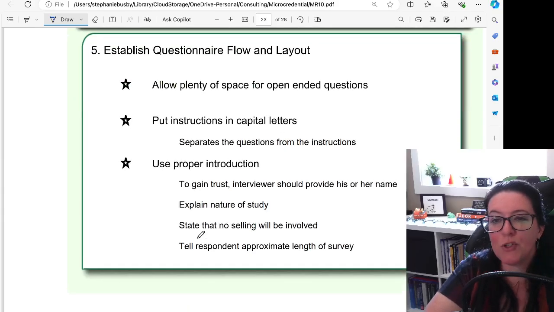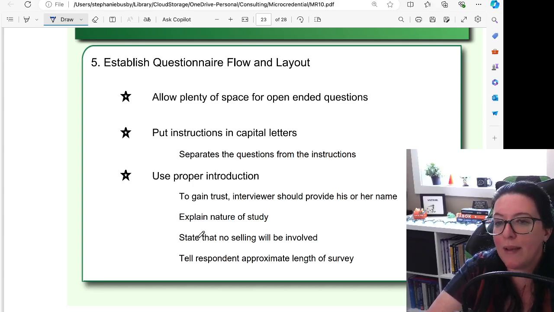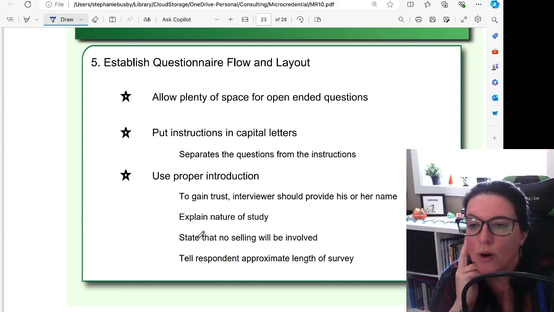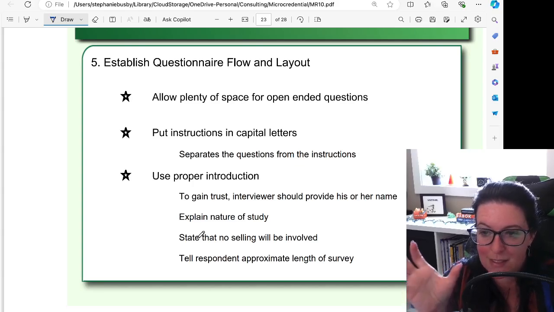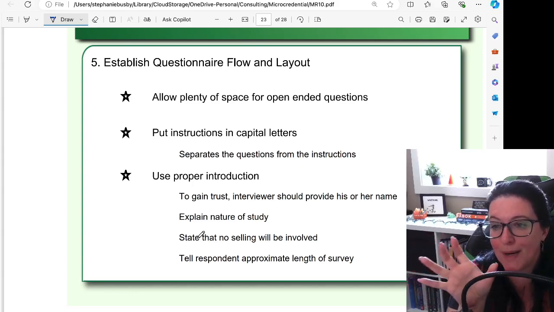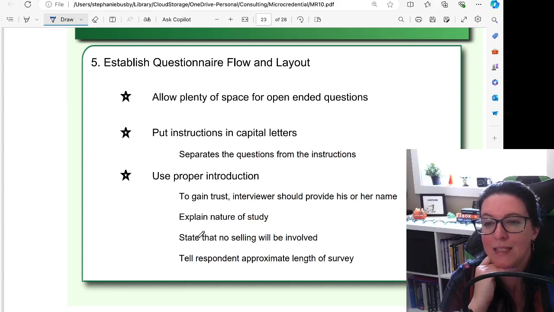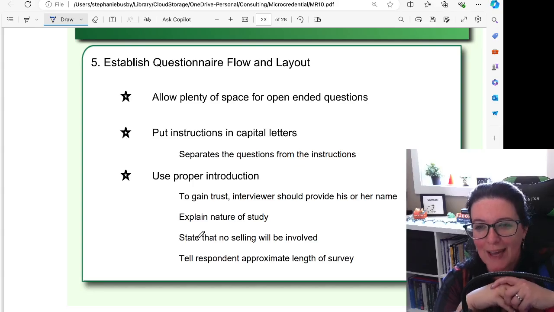When you establish your questionnaire flow, there are some key things to remember, which is to allow plenty of space for open-ended questions. If you're doing this in SurveyMonkey or in Google, you have a choice between short open-ended responses and longer ones. If you're asking a question that requires more than a one-word response, make sure you go with the bigger one so that they can feel like they can type it in. Because if they can only see one word of the paragraph they wrote at a time, they won't like it, they won't be happy.